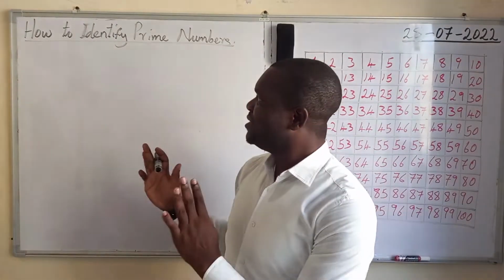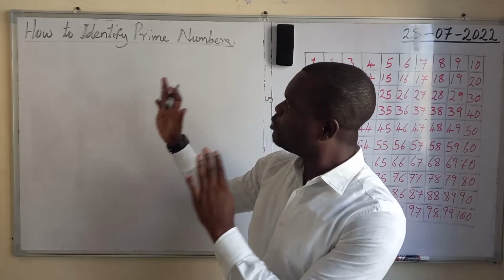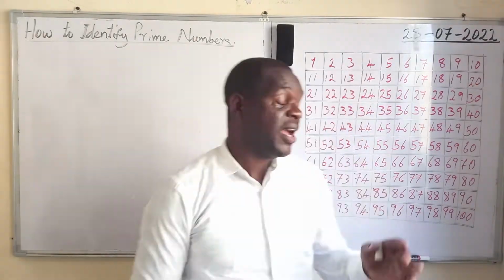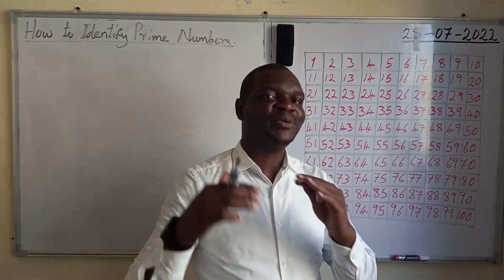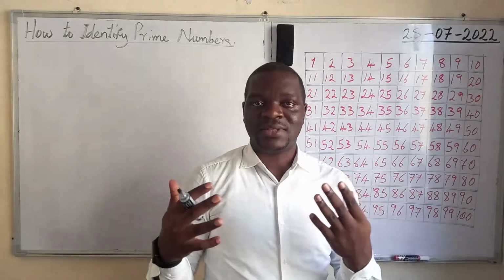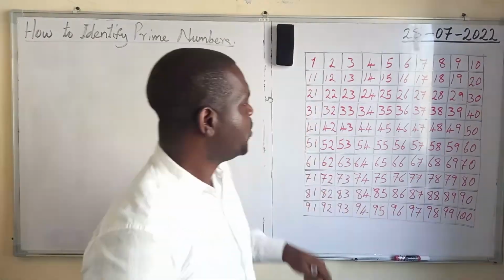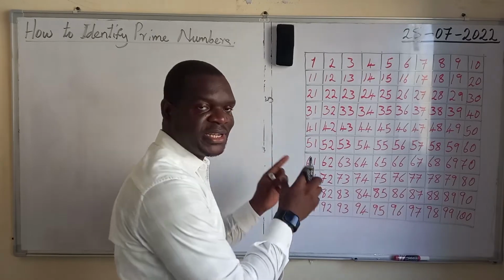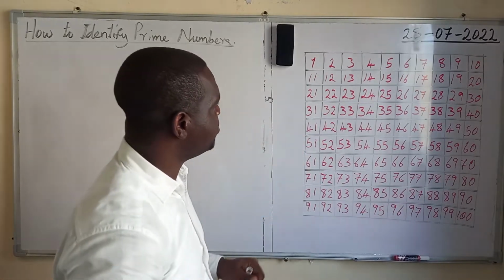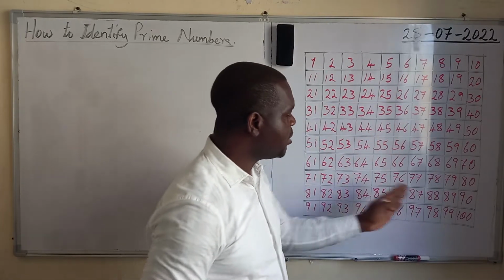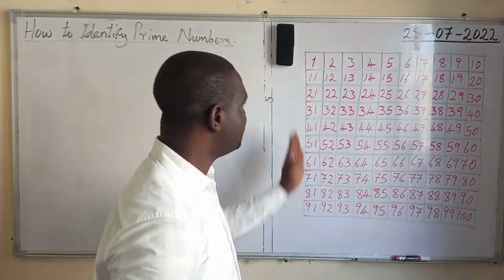Okay, we are going to go straight into how to identify prime numbers, and we want to limit ourselves to up to 100. These are the rules to follow. First, we have to come out with a table which is already prepared, as you can see on the board. A square table numbering up to 100, that is 10 by 10.